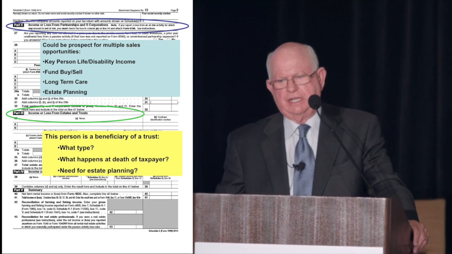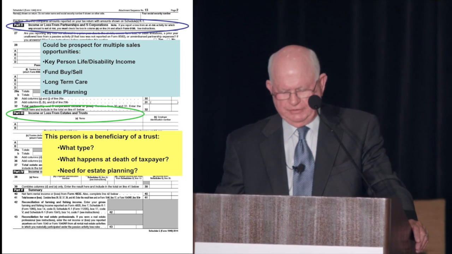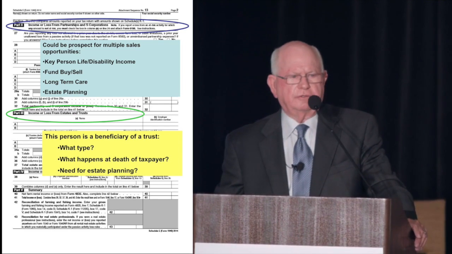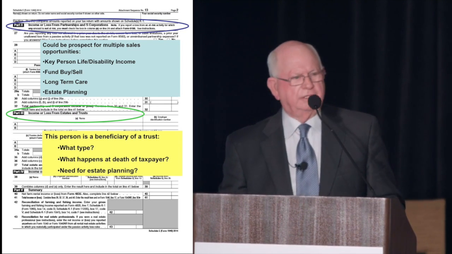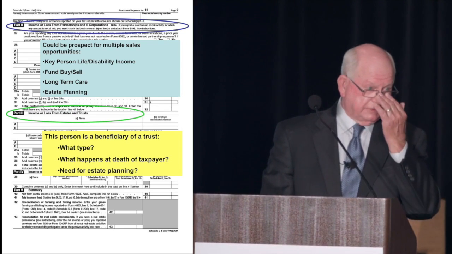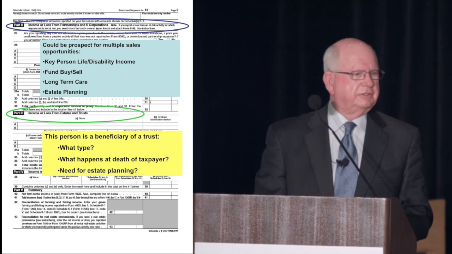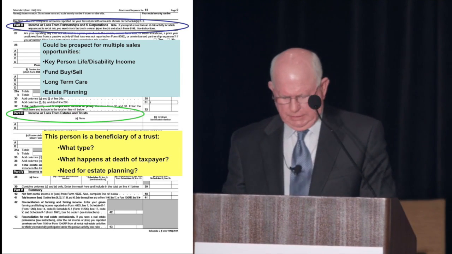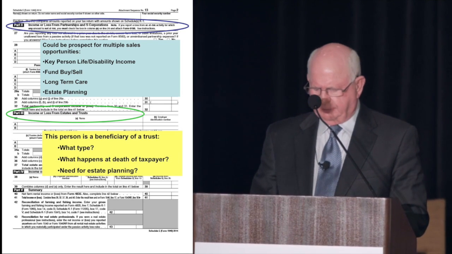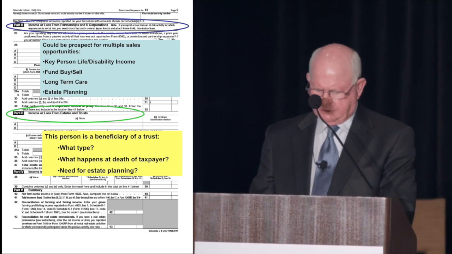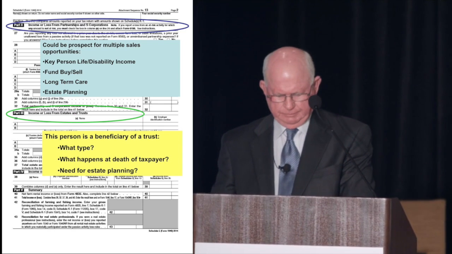Never overlook Schedule E, income from estates or trusts. First of all, if it's income from an estate, that means this estate has not been settled. So somebody's getting ready to get a pretty nice inheritance, and you want to position yourself to be the person there to talk to them about it. And if you're a beneficiary of a large estate, is there a need for estate planning and life insurance?